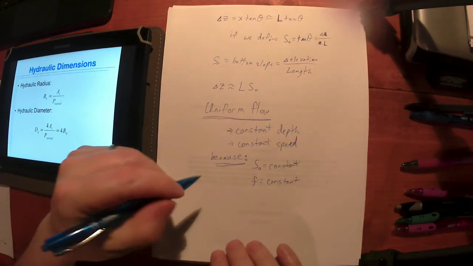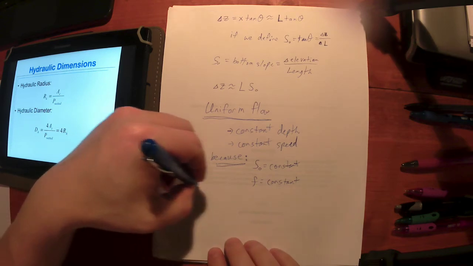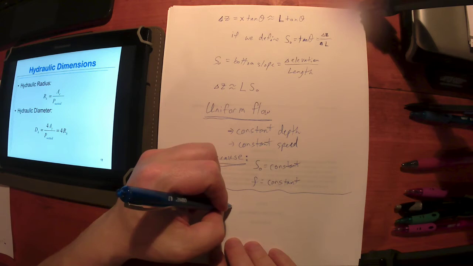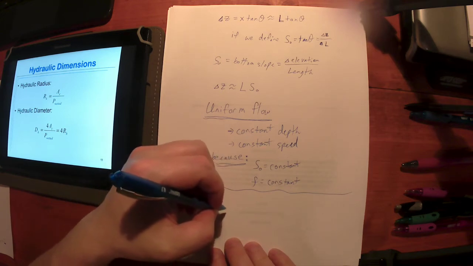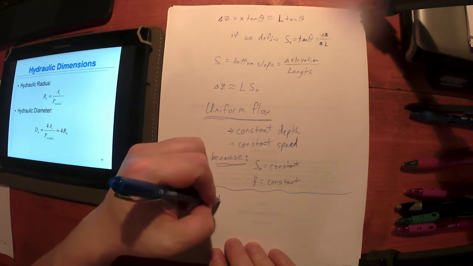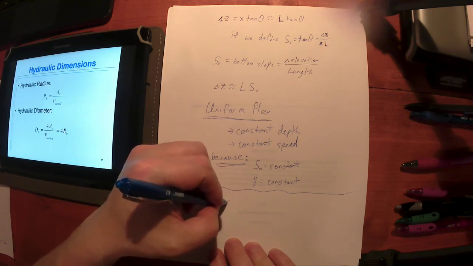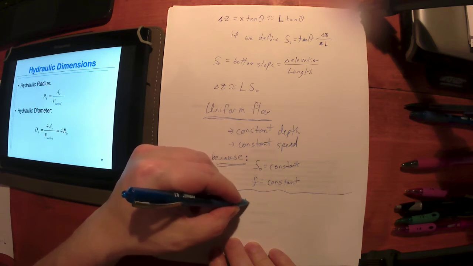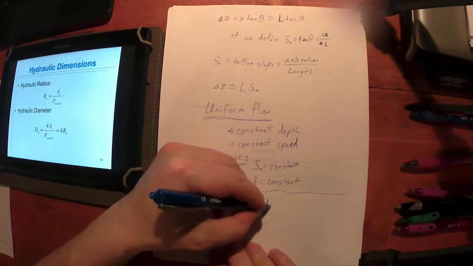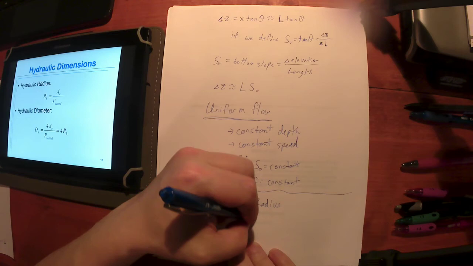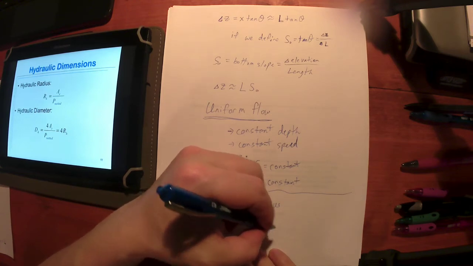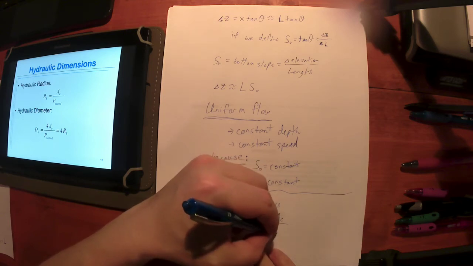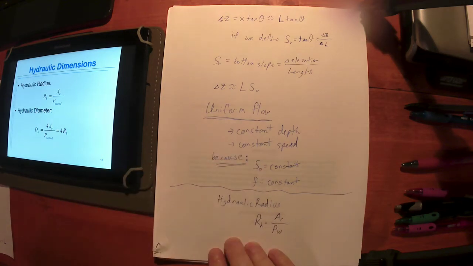Something that is going to directly impact what we're going to do, we're going to talk about the Manning equation just a little bit, and the Manning equation deals with either hydraulic radius or hydraulic diameter, depending on which version we use. Now, we've talked about the hydraulic diameter. I don't think we've talked about the hydraulic radius. All right, so the hydraulic radius is going to be the cross-sectional area divided by the wetted perimeter.